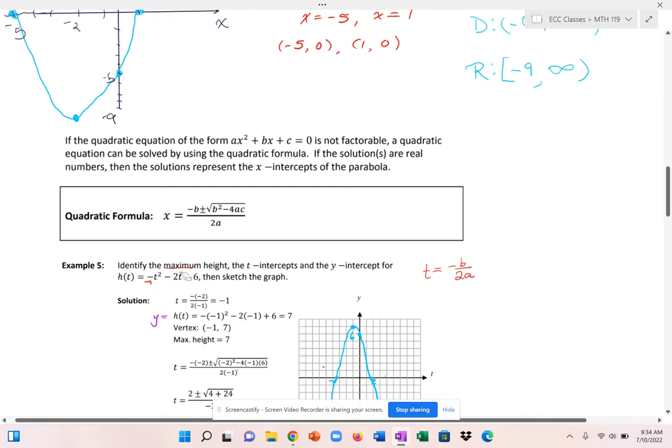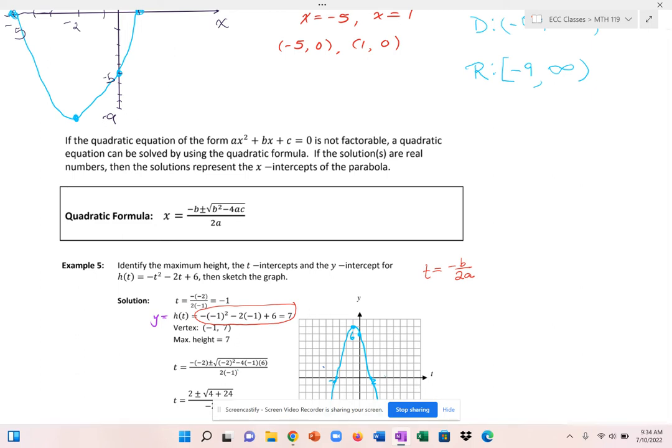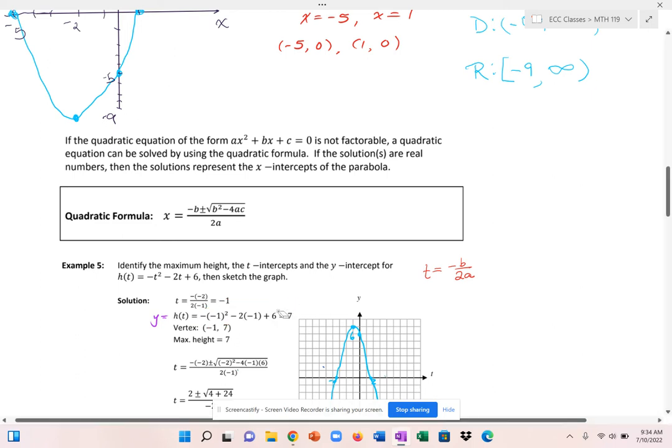Then I have to plug in negative 1 into the original function, and so that'll be negative 1 squared minus 2 times negative 1 plus 6, and that whole thing works out to be 7. And so my vertex is at (-1, 7). Therefore, to answer the question, the maximum height is 7 units.